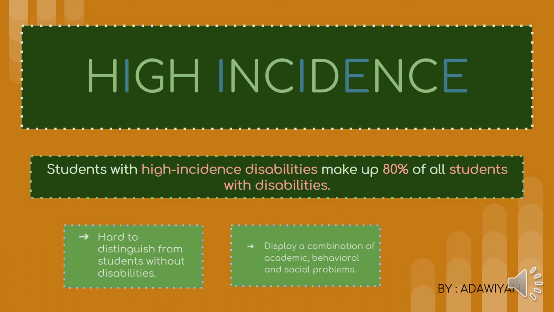I will be explaining about high incidence disabilities among students. Students with high incidence disabilities make up 80% of all students with disabilities. Friend and Bursuck 2012 said students with high incidence disabilities share these characteristics. They are often hard to distinguish from students without disabilities, especially in non-school settings. Then, they often display a combination of academic, behavioral, and social problems. They can also meet some standards as students without disabilities when highly structured interventions are put into place.